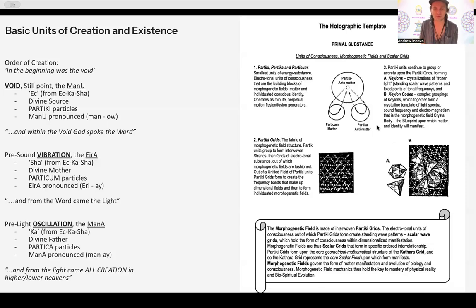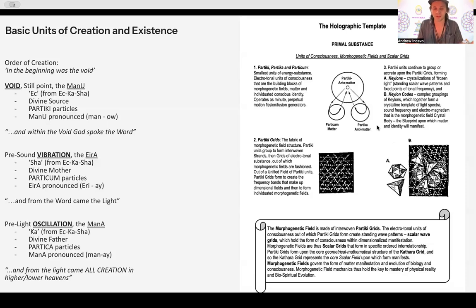All right, that's a huge mouthful, but essentially, we have particum, divine feminine. We have partica, divine masculine, and we have partici. These are the smallest units of creation. They interact with each other to make partici grids. The partici grids form keylons, which are collections of these partici grids. The keylons align themselves to make keylon codes. Those keylon codes align themselves to make a morphogenetic field.